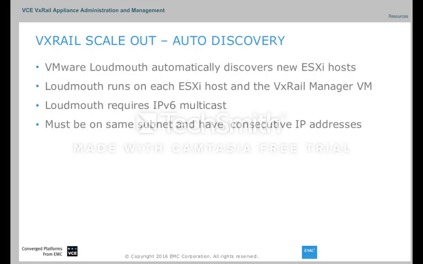For scale-out, VxRail Manager uses VMware Loudmouth auto discovery capabilities based on the RFC recognized Zero Network Configuration Protocol. It automatically discovers and configures appliances on your network. Loudmouth runs on each ESXi host and in the VxRail Manager virtual machine. Loudmouth allows VxRail Manager to discover all the nodes and automate the configuration. Loudmouth requires IPv6 multicast. The IPv6 multicast communication is strictly limited to the management VLAN that the nodes use for communication.